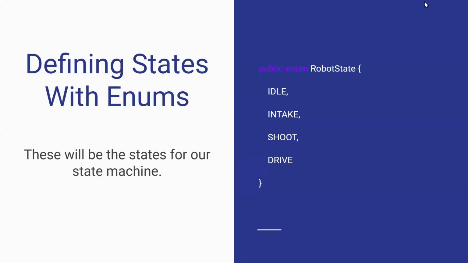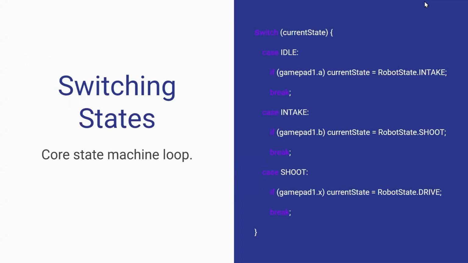The best way to define your states is to use what's called an enum, or enumerator. This allows you to name your states instead of just using integers as your states. As you can see, we have an idle state, an intake state, a shooting state, and a driving state. Each one of those could have its own specific set of behaviors and actions that it can do only in its designated state.